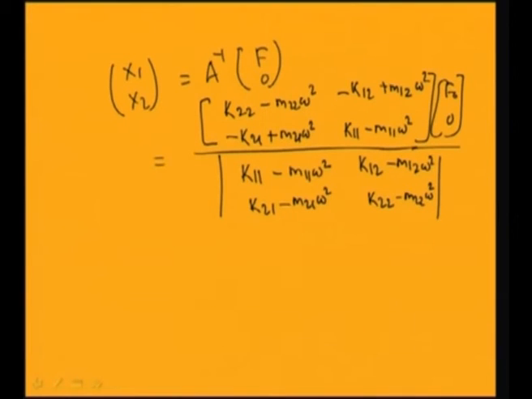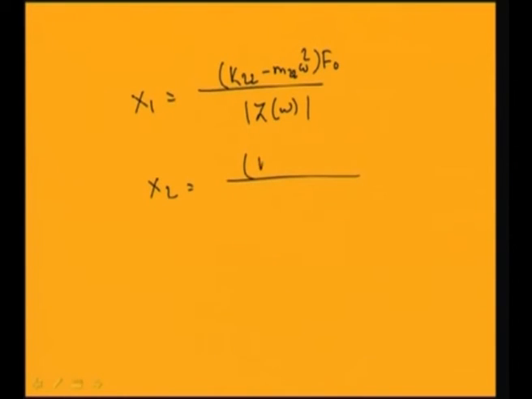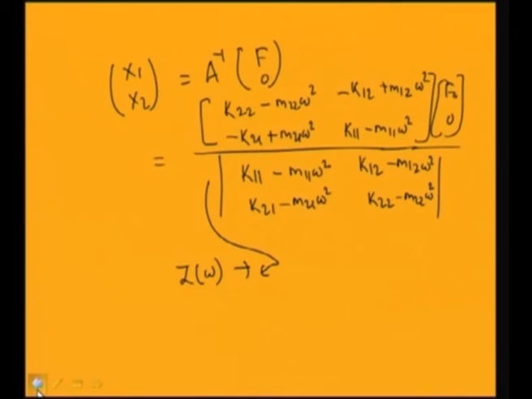This determinant part I can write as Z omega, the determinant of this. So if this is equal to Z omega, I can write X1 equal to k22 minus m22 omega square by determinant Z omega into F0, and X2 equal to k21 minus m21 omega square times F0 by determinant Z omega. So in this way you can find X1 and X2, or you may find this by using Cramer's rule also in this equation.